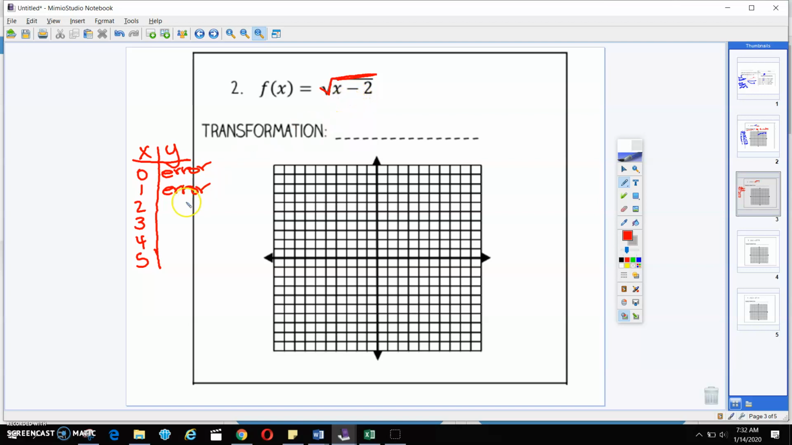And the square root of 0 is 0. And then you're going to plug 3 in. And 3 minus 2 is going to give me 1. What's the square root of 1? Is 1. Okay, so 4 plugged in here. 4 minus 2 is 2. What's the square root of 2?